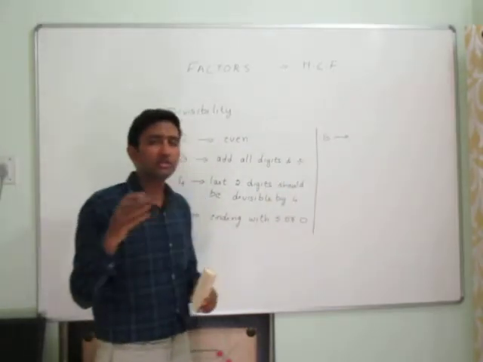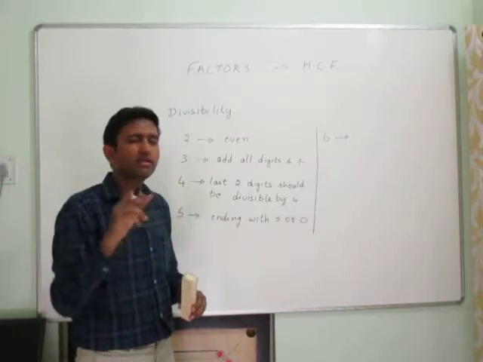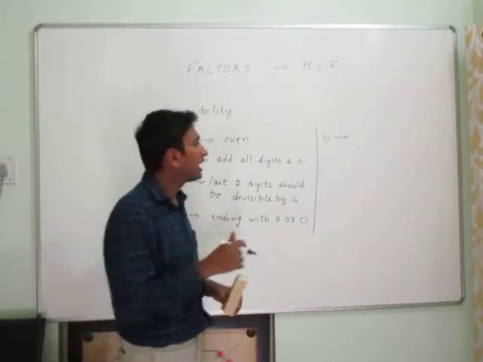Next, 7. There's no divisibility test for 7. Actually, there is, but it's a little difficult. So right now we can ignore it. And 8.